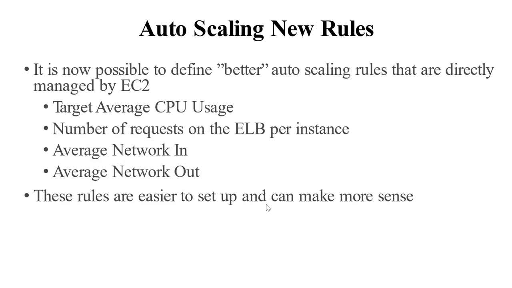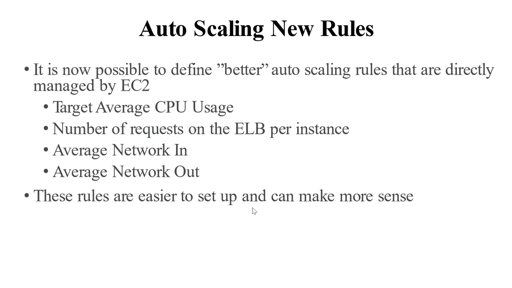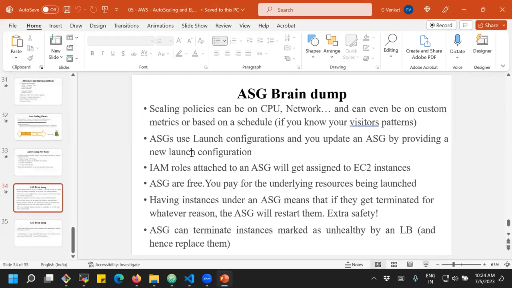Yeah, these rules are easier to set up and can make more sense. So that's one more important point, rules defining when to perform the scale out and scale in. These are all the main inputs of the auto scaling group. Yes, let's look into the creation time. So how do we use it and how do you perform it using all these attributes? Are you clear on these points?